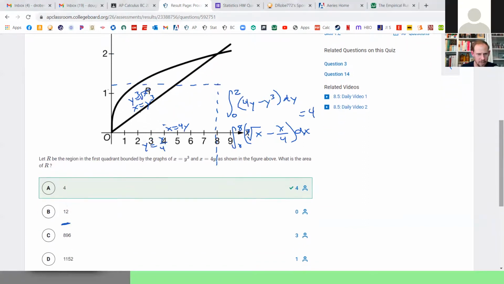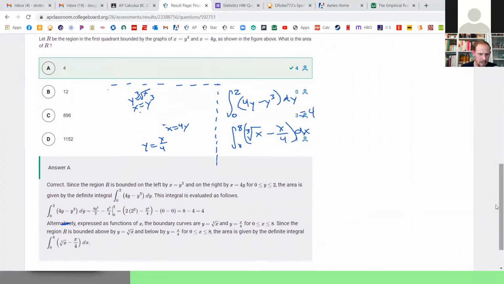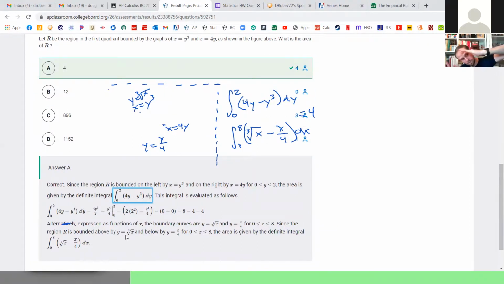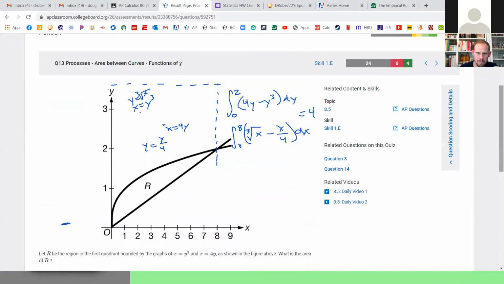Let's see, which way did they go with? Oh, they actually showed both. So here's the first one, 4y minus y to the third from 0 to 2. Because the line would be the curve on the top. If you, again, turn your head that way and look at it, the one on top is the one that's farther to the right. Or you could solve for y on each one of them, and then you're going along the x-axis from 0 to 8. And then the cube root of x is on top, and the x over 4, the line, would be on bottom, because then up is high and down is low. All right, so that's that one.